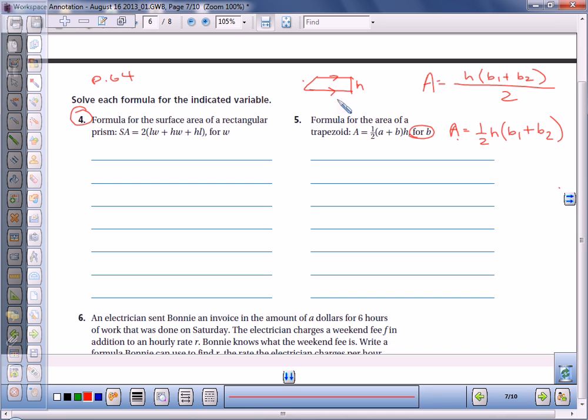All right, so here they let the bases be called A and B. It doesn't matter really. But we're solving for B. Now B is inside here grouped with the A. So we can't move this until we get rid of the stuff on the outside. So what would you like to do first?